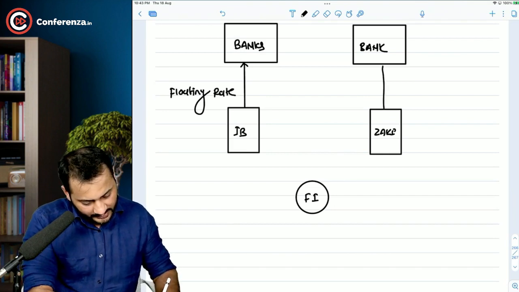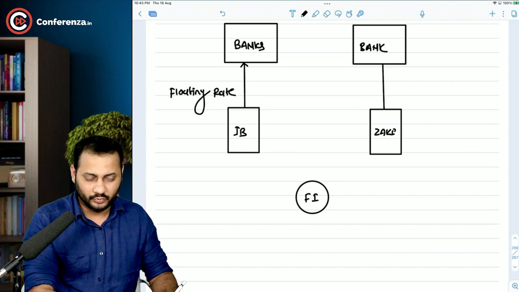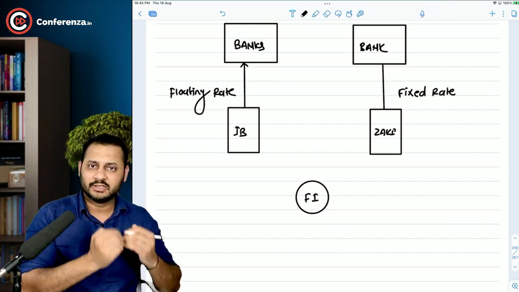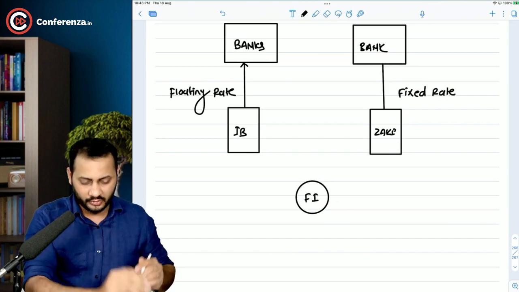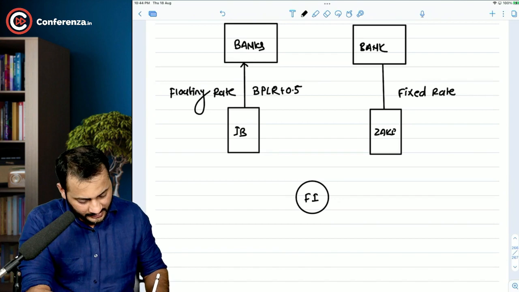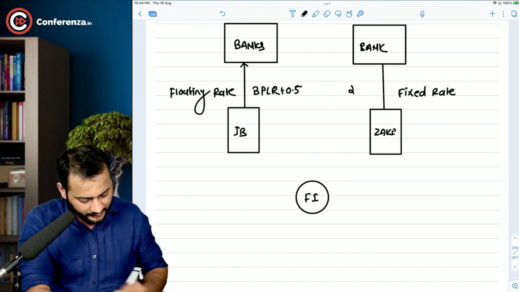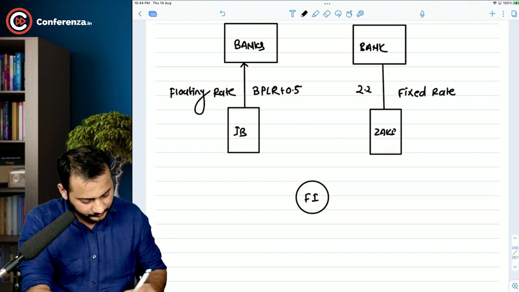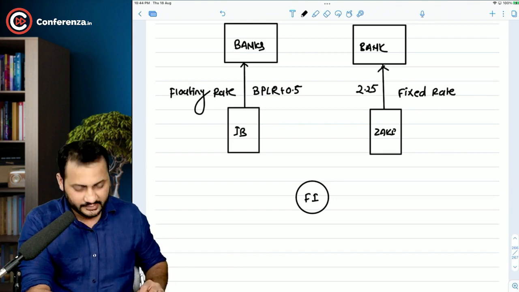And Zaki wants a floating rate loan, and he will take a fixed rate loan from the bank. So to the bank, respective parties will pay their own interest. So that's BPLR plus 0.5, and this is 2. Am I right? 2.5. This much we are going to pay to the banks.